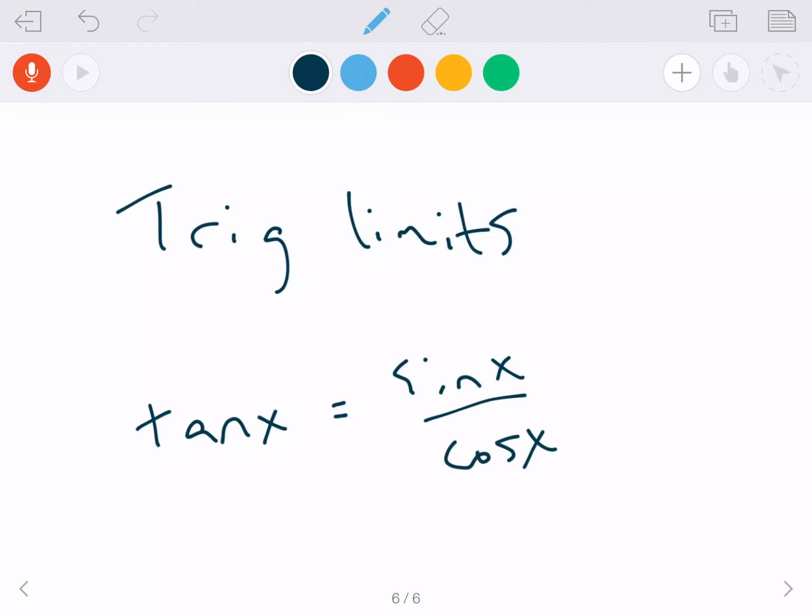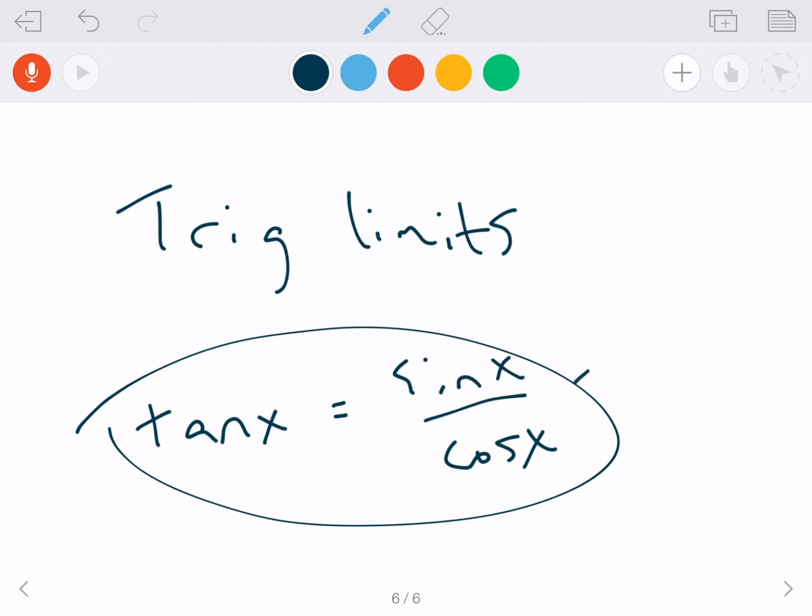That's a big one. Same thing with cotangent, rewriting it as cosine over sine. Usually you can do a trick like this and then go use one of the special limits to simplify a trig problem.